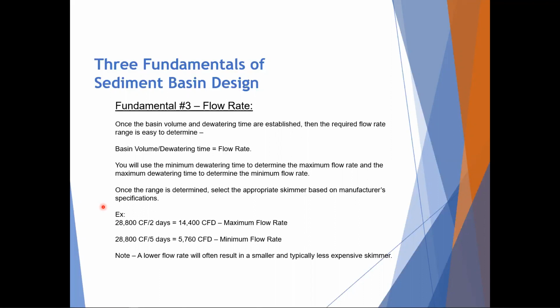For example, our 28,000 cubic foot volume in 2 days is going to take a flow rate of 14,400 cubic feet per day, where if we wait 5 days, it's 5,760 cubic feet per day. So you can see there's a pretty good spread between the two. And a lower flow rate will often result in a smaller and typically less expensive skimmer for your contractor and client.